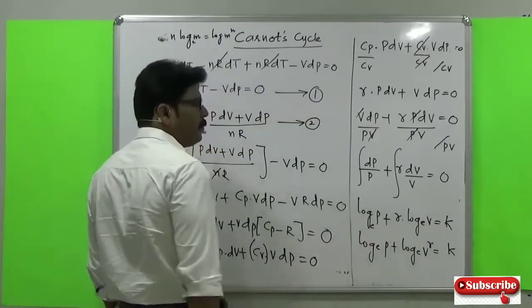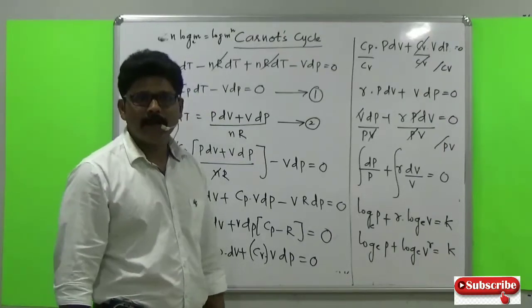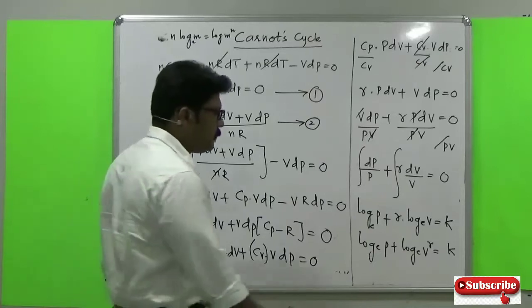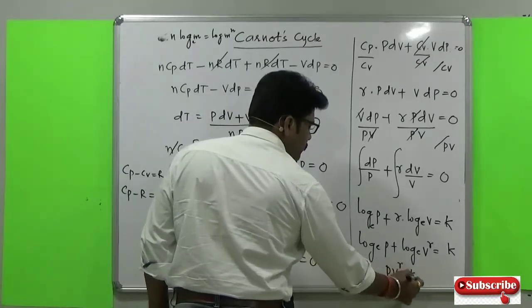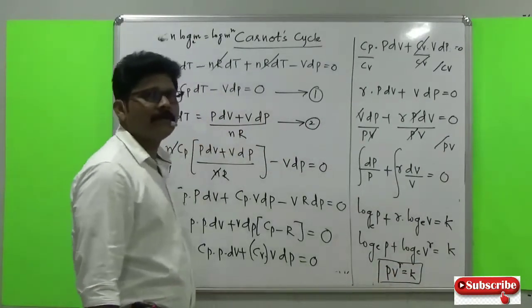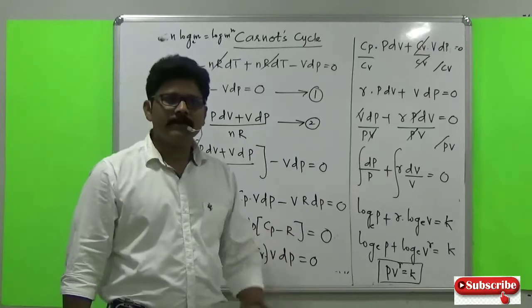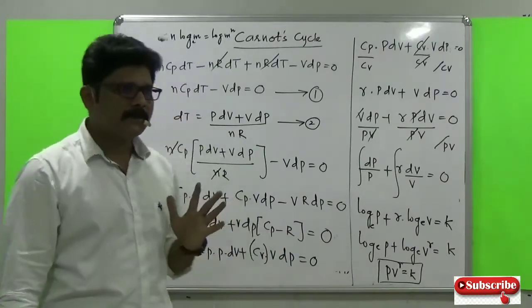Now log m plus log n can be written as log of m into n. That is PV power gamma equal to constant. So this is what holds good: PV power gamma is equal to constant in an adiabatic process.